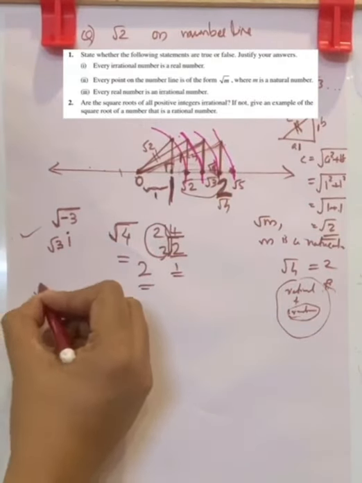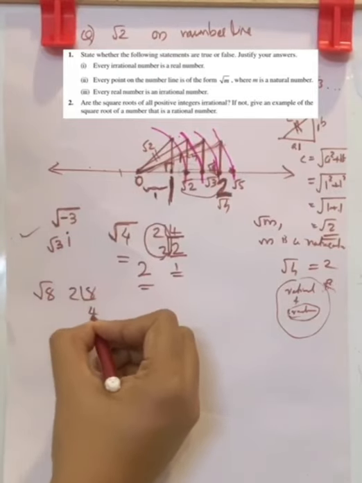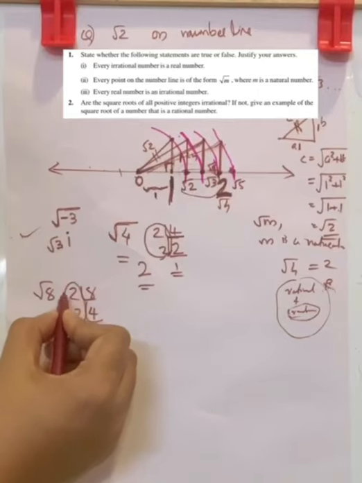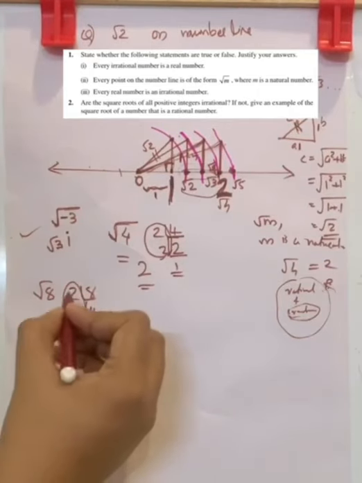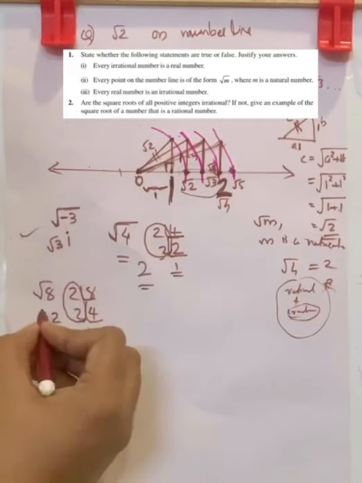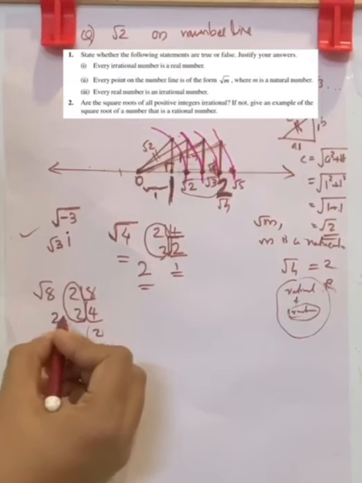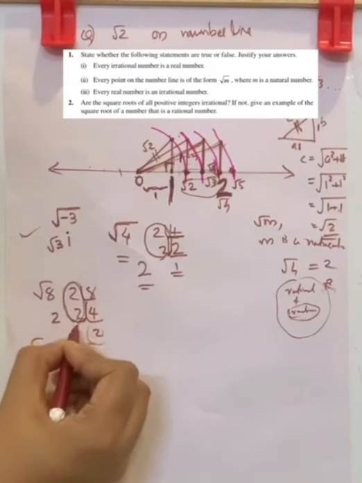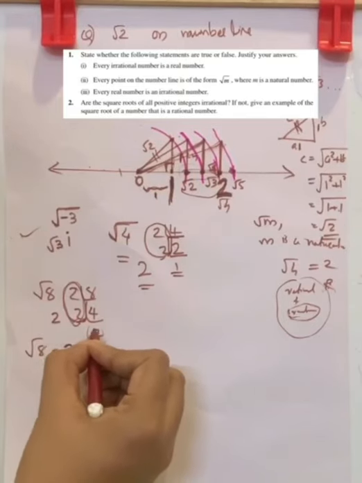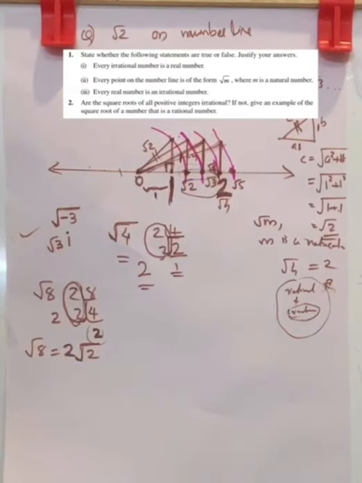What about root 8? Again prime factorize. Now take two numbers as a pair and take 1, and the remaining will be inside the root. So root 8 is equal to 2 root 2. The 2 outside is from pairing these two 2's, and you will get 1, 2. And this is a 2 without a pair, so keep it inside the root.